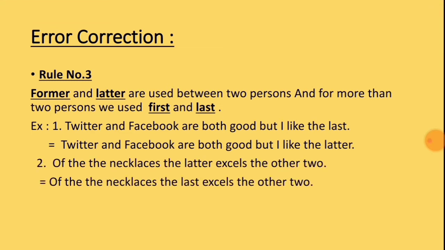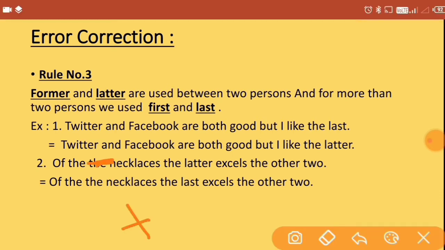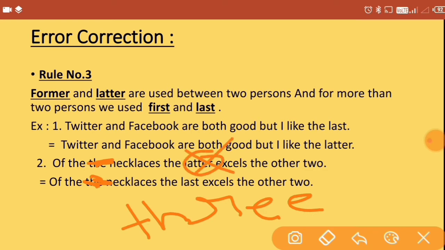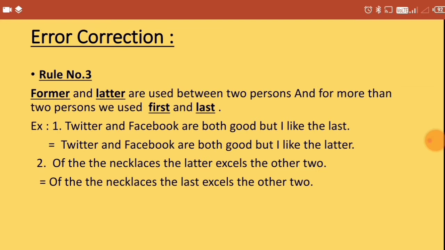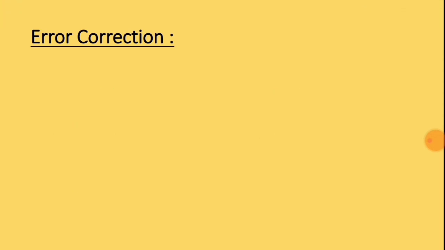Okay, in the second sentence you can see that here is a spelling mistake. Sorry, it will be 3, THREE. It will be 3. Of the 3 necklaces, the latter excels the other 2. It will be not latter but last. Next, it is of formal use. Informally you can use the alternatives.